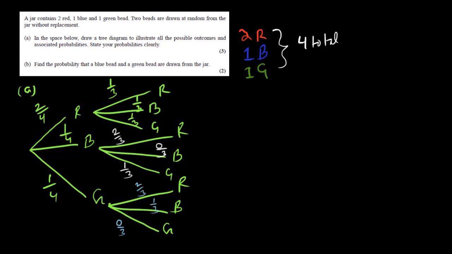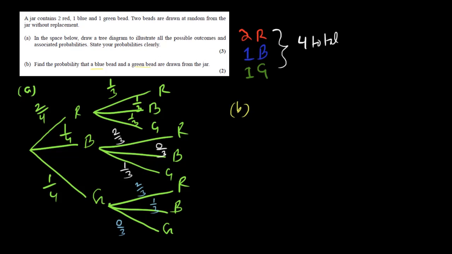So the next one, question B, is to find the probability that a blue and a green are drawn from the jar.